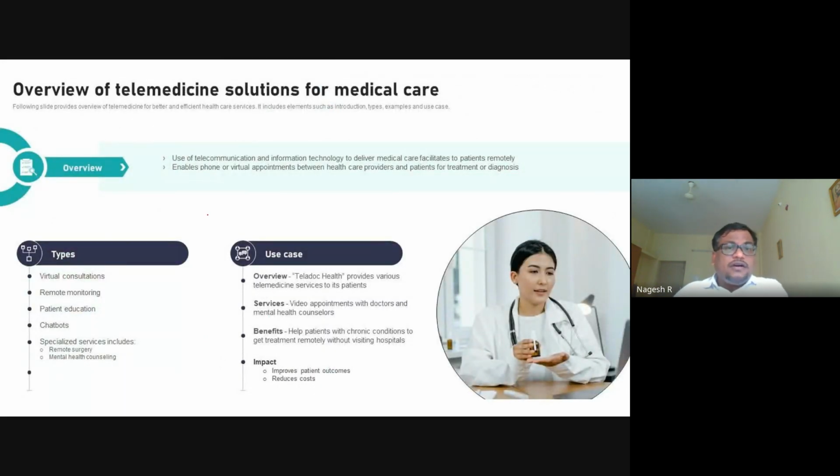The overview is the use of telecommunication. If I want to speak about telemedicine, it is the use of telecommunication and information technology to deliver medical care from medical care facilities to patients remotely. A virtual consultation. During the COVID-19 pandemic, there were lots of countries which came up with virtual hospitals where the patient need not come to the hospital to get the diagnosis.